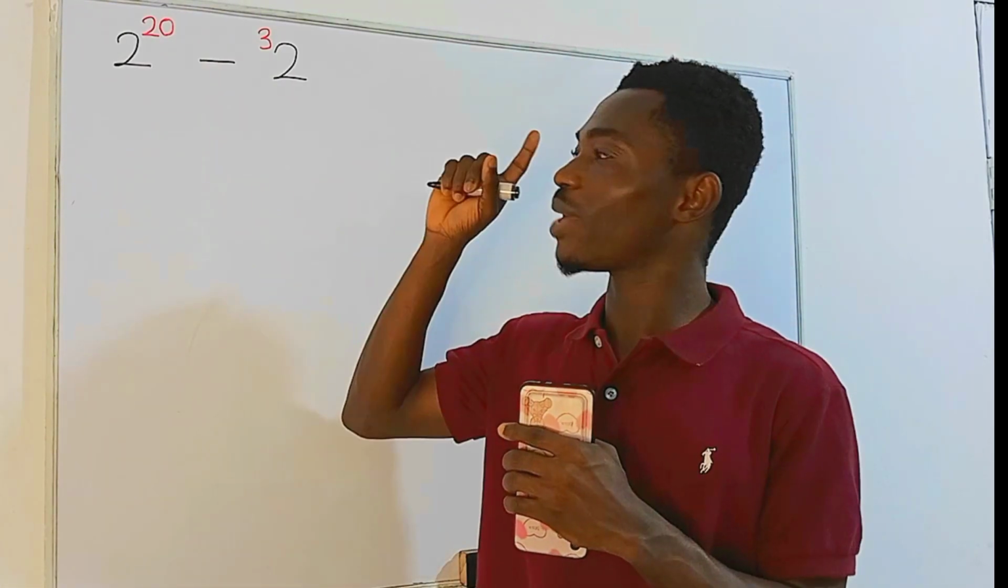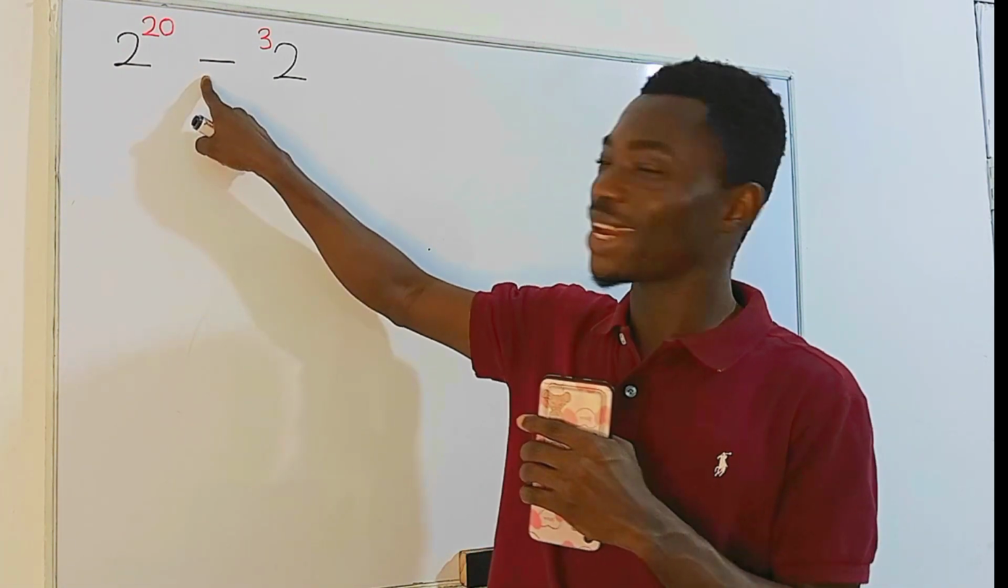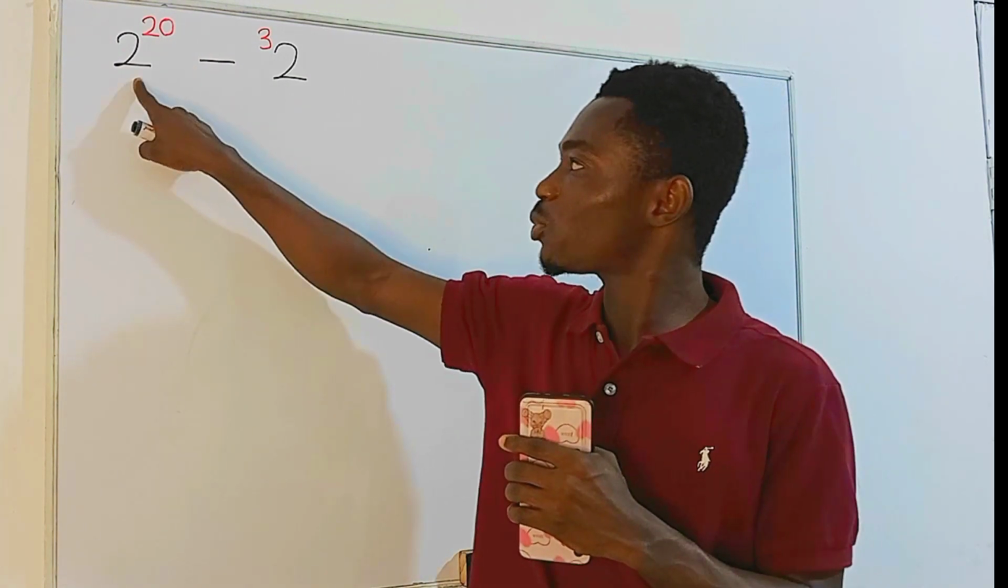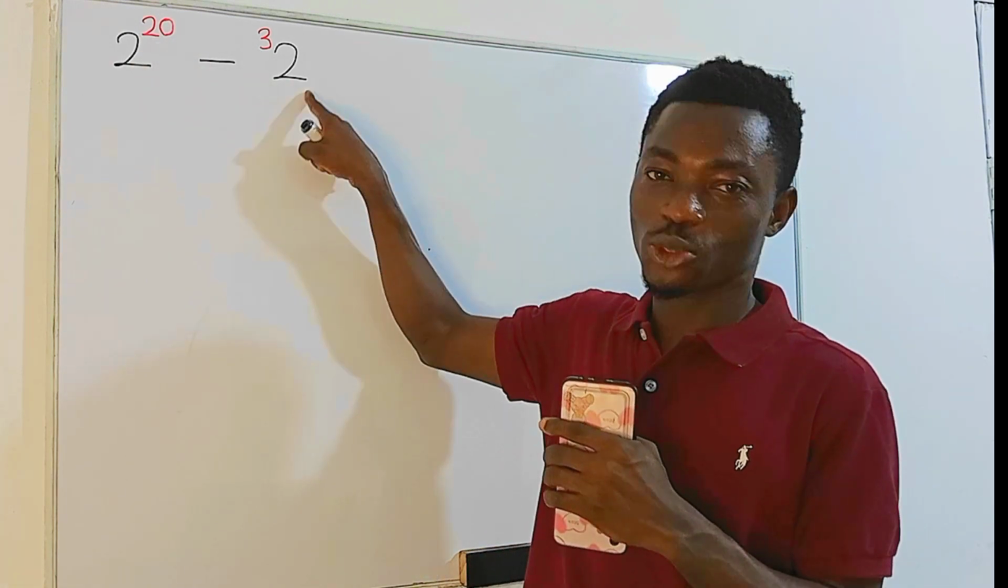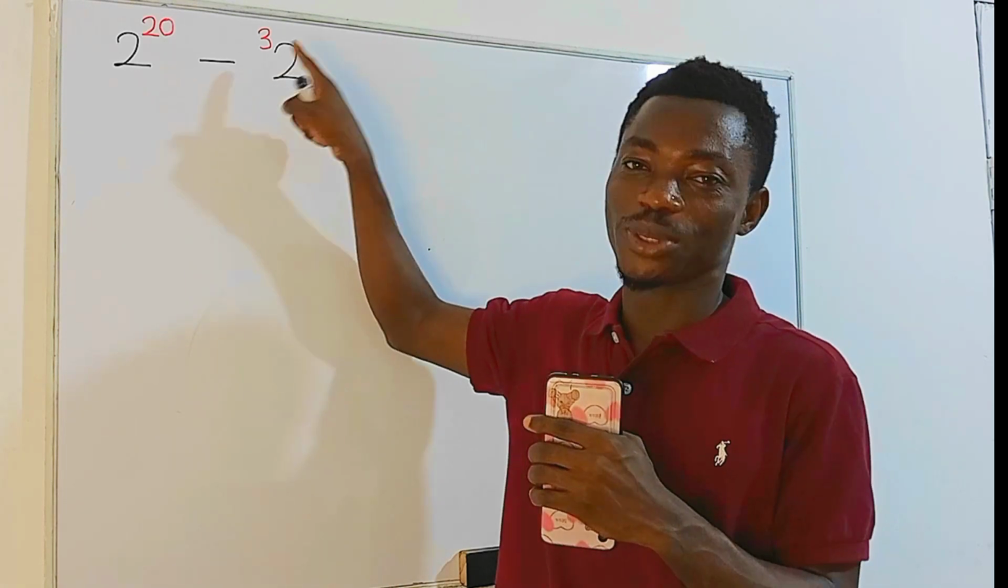Today we are going to evaluate this without using a calculator. We have an exponential term minus a tetrational term: 2 to the power 20 minus 2 raised to the superpower 3, or we can say 2 tetrated to 3.